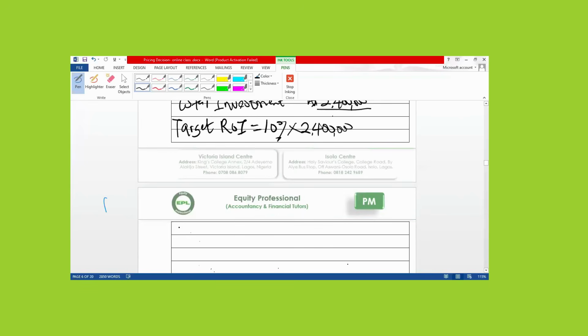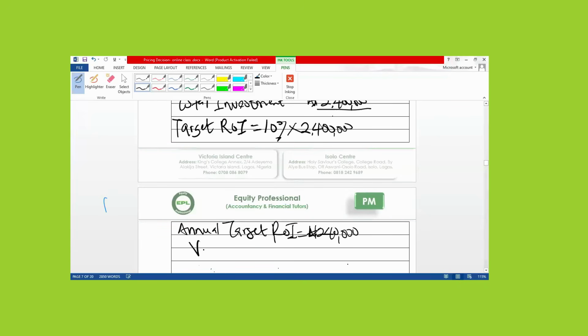The target return, that is annual target return on investment, is 240,000. But I want target return per unit. Annual target return on investment is 240,000, but what I wanted is target return per unit.